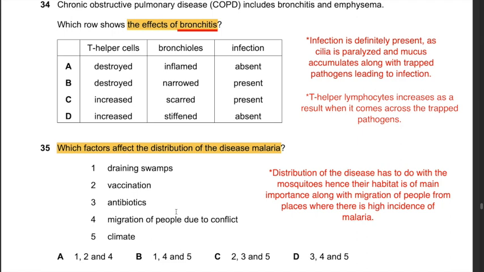T helper lymphocytes also will increase as a result when it comes across the trapped pathogens, as the trapped pathogens could lead to an immune response. An immune response means T helper cells will increase. Therefore, the answer is C. T helper cells increased. Bronchioles are scarred. Yes, because of formation of scarred tissue. Infection is present. Yes, that is also correct. Hence, the answer is C.